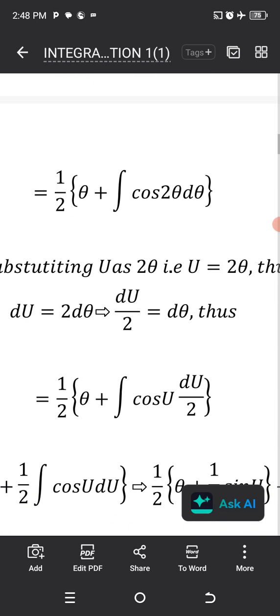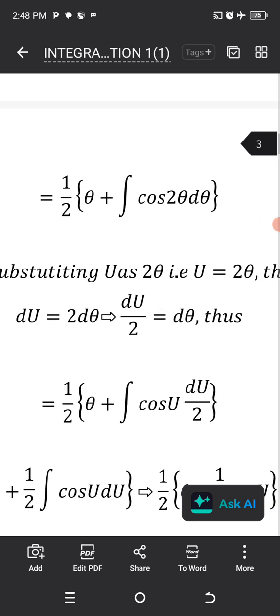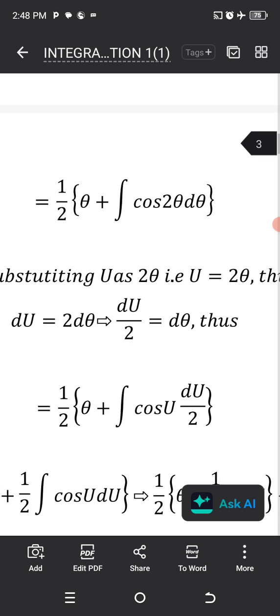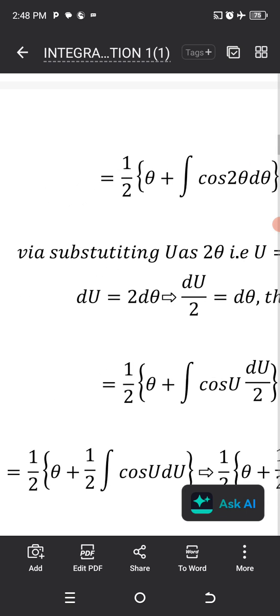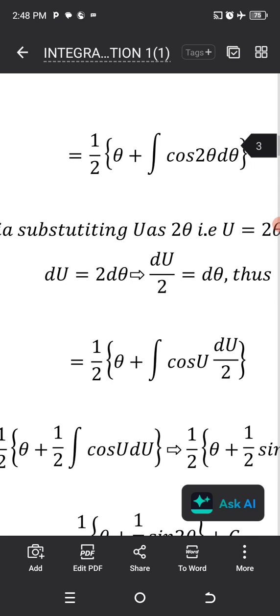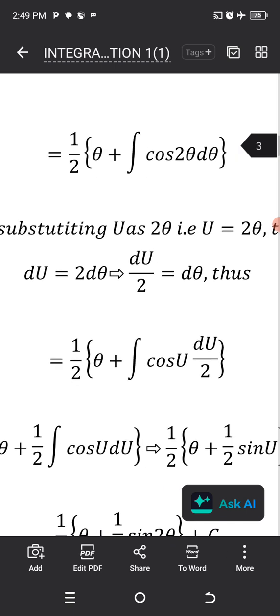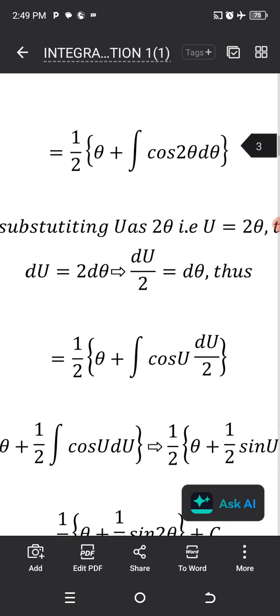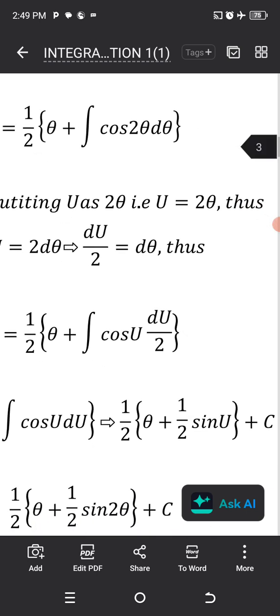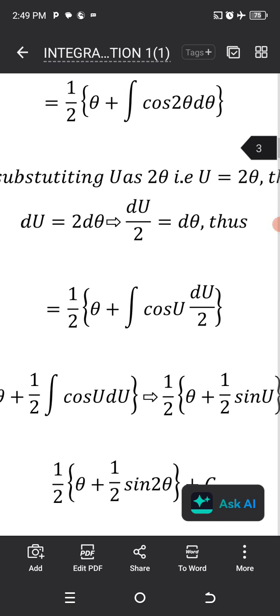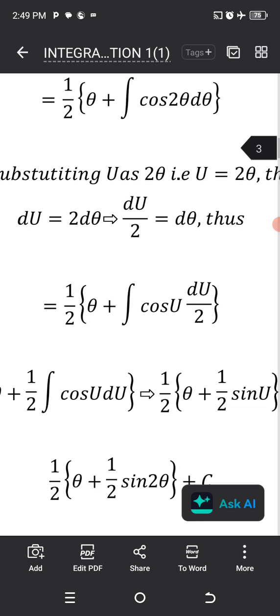So now the integral of cos 2 theta d theta cannot be solved ordinarily like that. So you need to apply the substitution method, not trigonometric substitution this time around, just the ordinary substitution method. So via substitution, you take u as 2 theta. That is, 2 theta is being used as u. So you differentiate with respect to theta now. du by d theta is equal to 2, which means du is equal to 2 d theta. So now you replace d theta with du over 2.